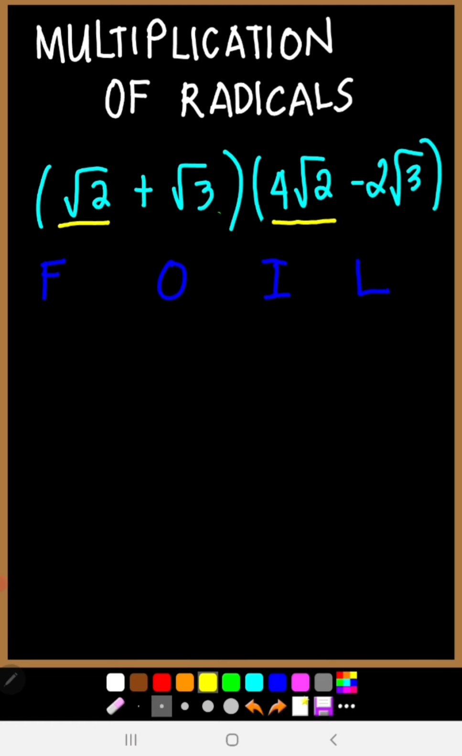So, you just multiply them. Square root of 2 times 4 square root of 2, that is 4 square root of 4. Mamaya na natin sila i-simplify. Okay? Mag-FOIL method muna tayo. Now, let's do the outer term. Okay? Yung outer term, sila yung parehas na nasa gilid. So, ang outer term natin ay square root of 2, tsaka negative 2 square root of 3. So, that will give us square root of 2 times negative 2 square root of 3, that is negative 2 square root of 6.